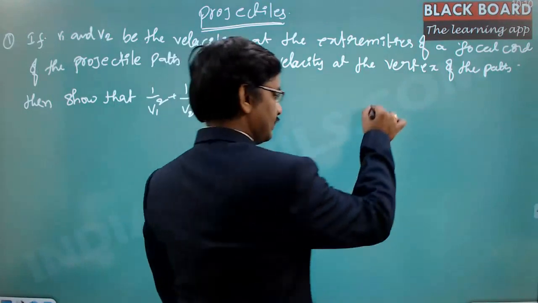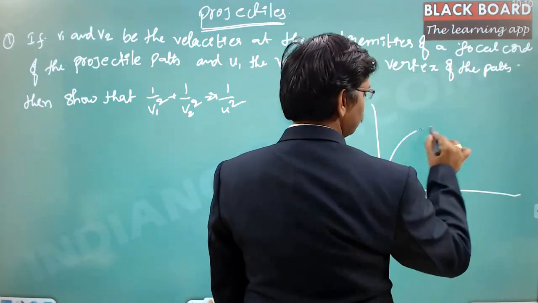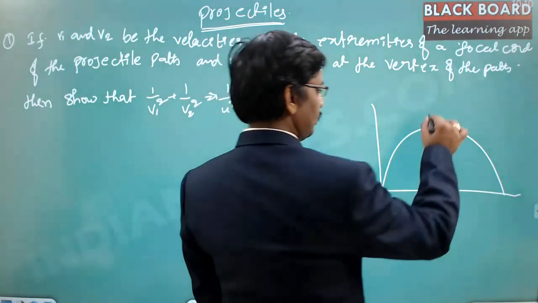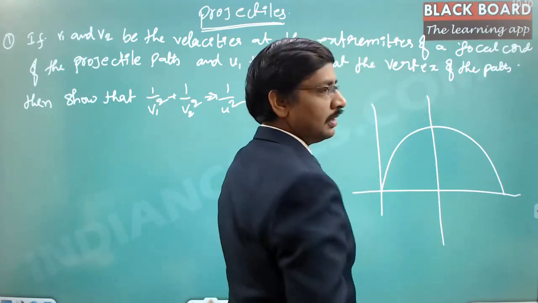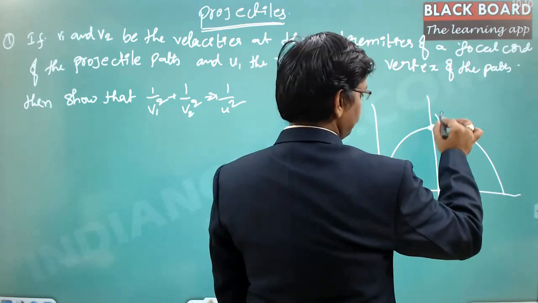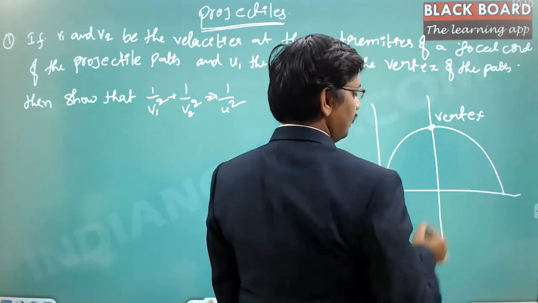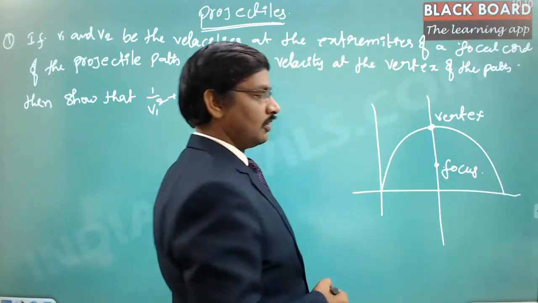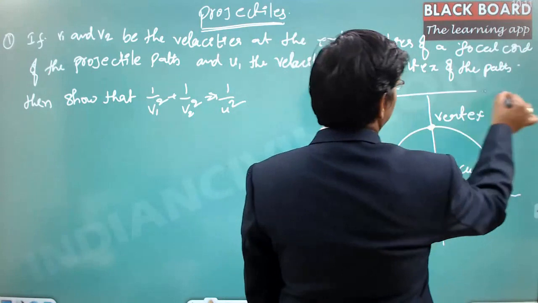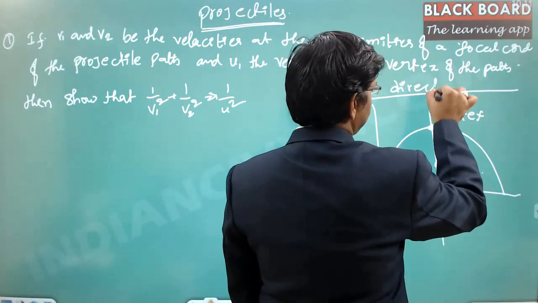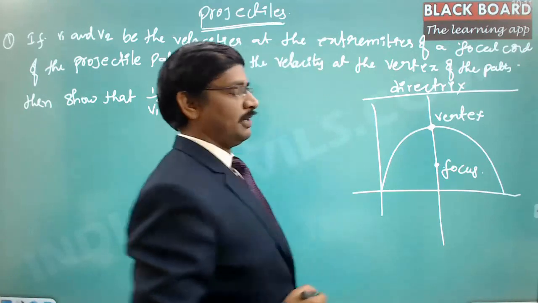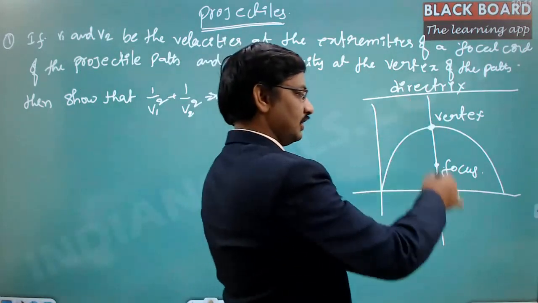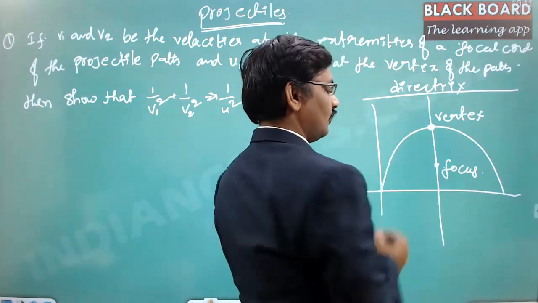And here the projectile path is like this. This being the parabola, there is an axis to this parabola, and this point is called the vertex, and this is the point of the focus. So this is the focus, this is the vertex, and this is the directrix. These are the characteristics of a parabola. The directrix is one straight line, the axis is one straight line, and there is a vertex and a focus to it.